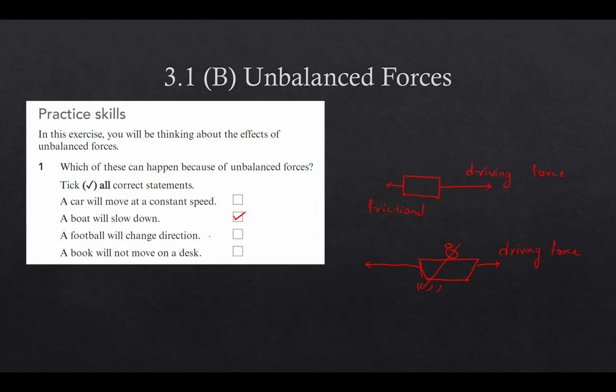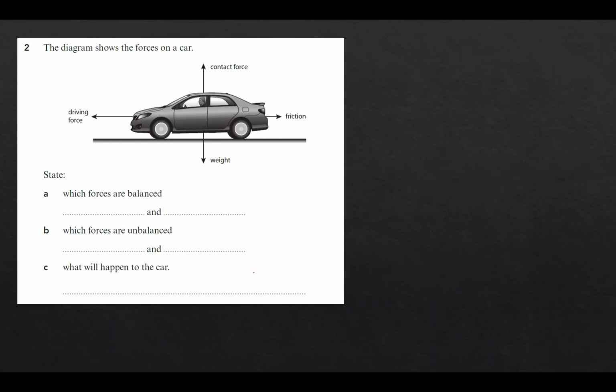Now, a football will change direction. That can be true. Right? Now let's say there's a football which is going in this direction, and suddenly there's a gust of wind which blows in this direction. Now the football will change its path. It will go in a parabolic path like this. So because the forces are unbalanced, the football will change its direction. A book will not move on a desk. This is incorrect. If there's an unbalanced force, the book will obviously move. Let's look at the next question.